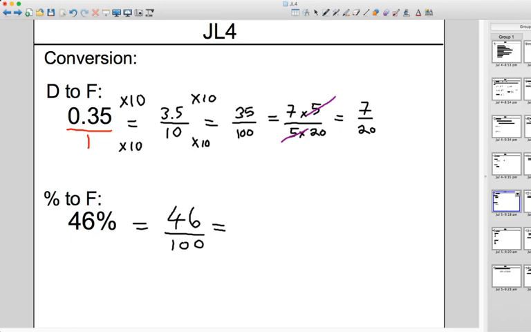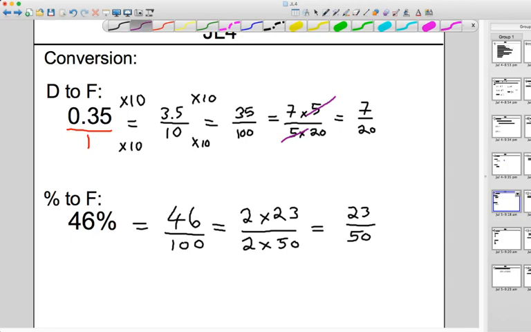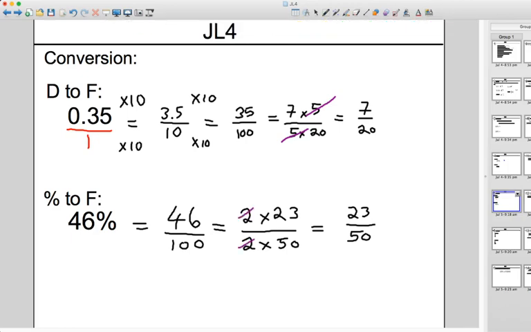And we need to cancel this down, so 46 is 2 times 23, and 100 is 2 times 50. Gives me 23 over 50. Twos cancel. Why will this not cancel down? It's not going to go any further down because this number here is what's known as a prime number.